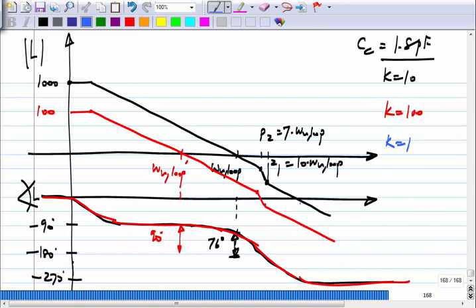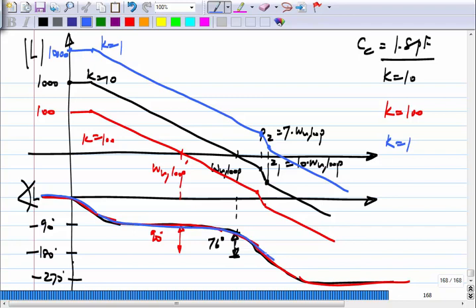For a unity gain buffer, what happens now? What happens to the loop gain? The DC loop gain will be... What happens to the phase response curve? Same. Again, exactly. Right? And what is the phase margin?